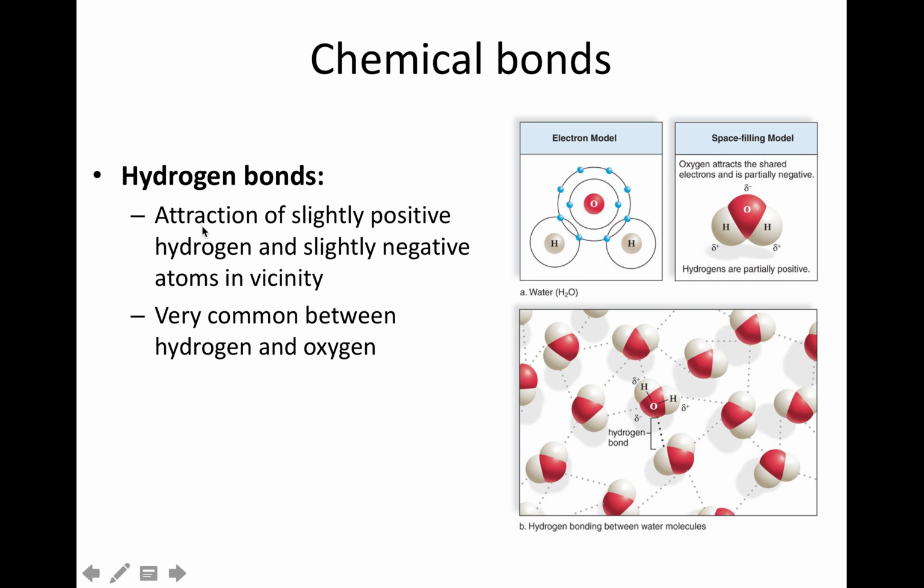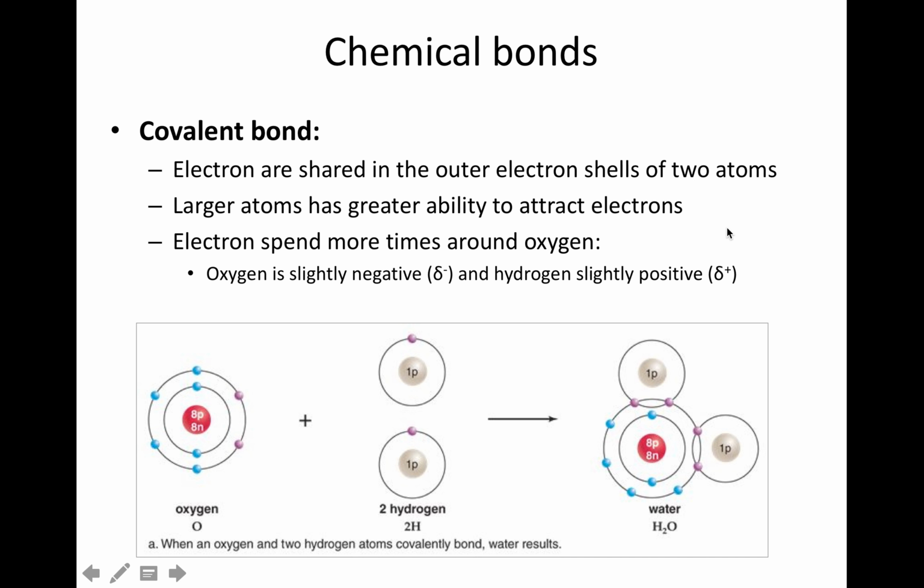So hydrogen bonds, this is the keyword, guys. Attraction, it's not a full bond. Attraction of a slightly positive hydrogen and a slightly negative atom in the vicinity. For instance, if you take a look at this water molecule right here, 2 hydrogen, 1 oxygen. The oxygen is negatively charged, so it's going to interact with positive charges of neighboring hydrogen. Neighboring hydrogen, not its own hydrogen. If it's its own hydrogen, we refer to this as polar covalent bond.